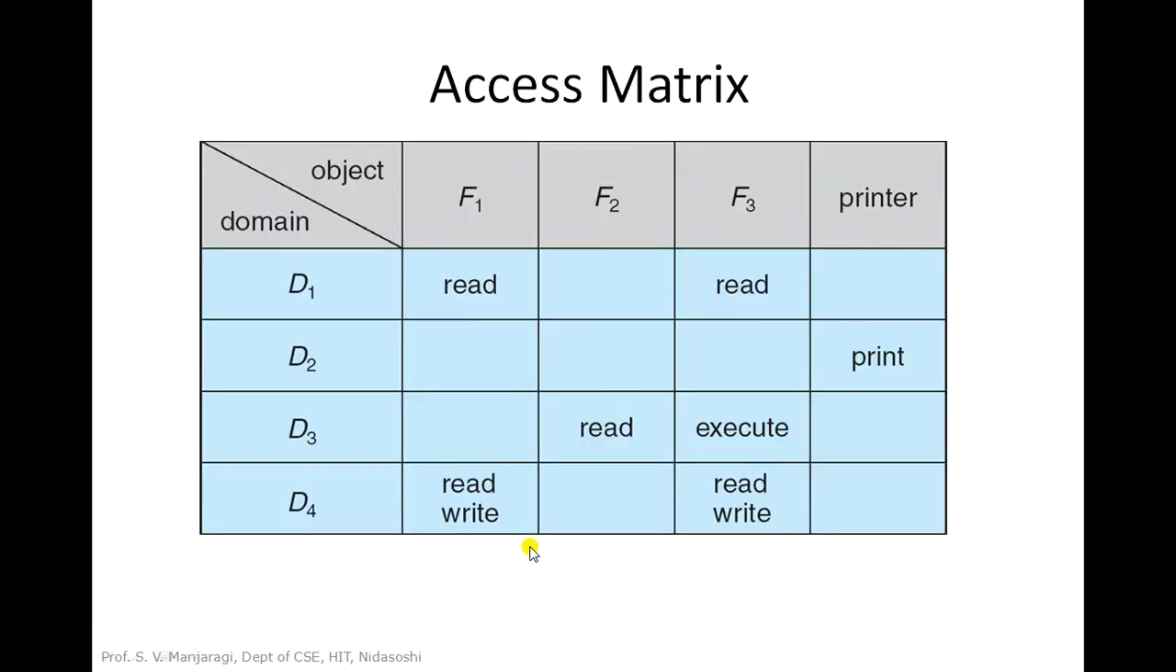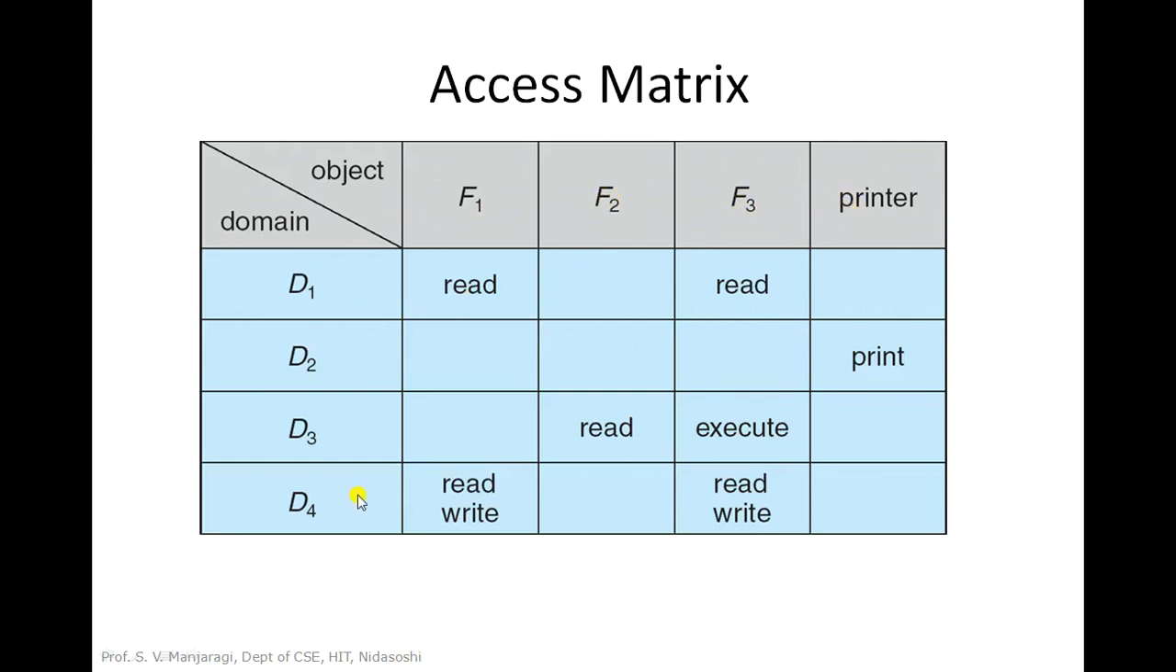Now let us take an example of an access matrix. In this matrix we can see the rows are the domains, indicated as D1, D2, D3, D4. So this particular access matrix consists of how many domains? 4 domains. And the columns are indicating objects that exist in the system. I already made it clear that an object can be either hardware or software. Here the first 3 columns are software objects, files F1, F2 and F3, and there is a hardware object, that is a printer.